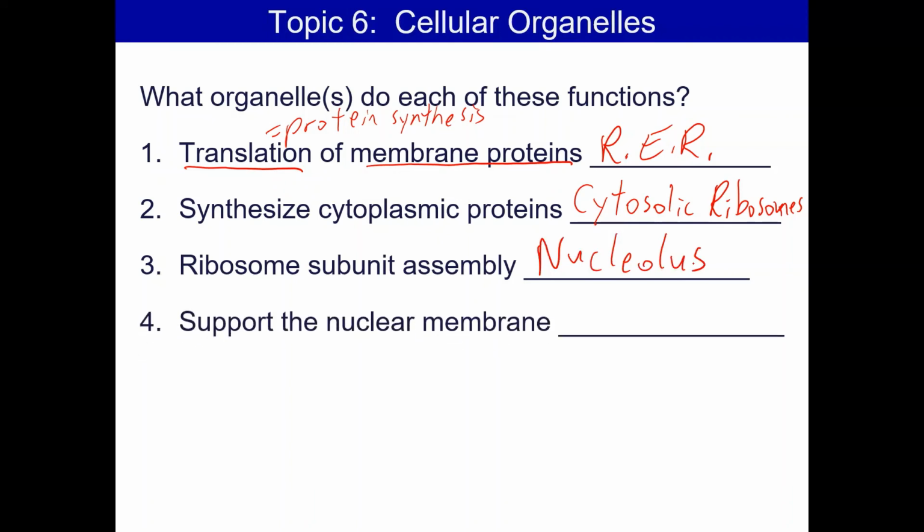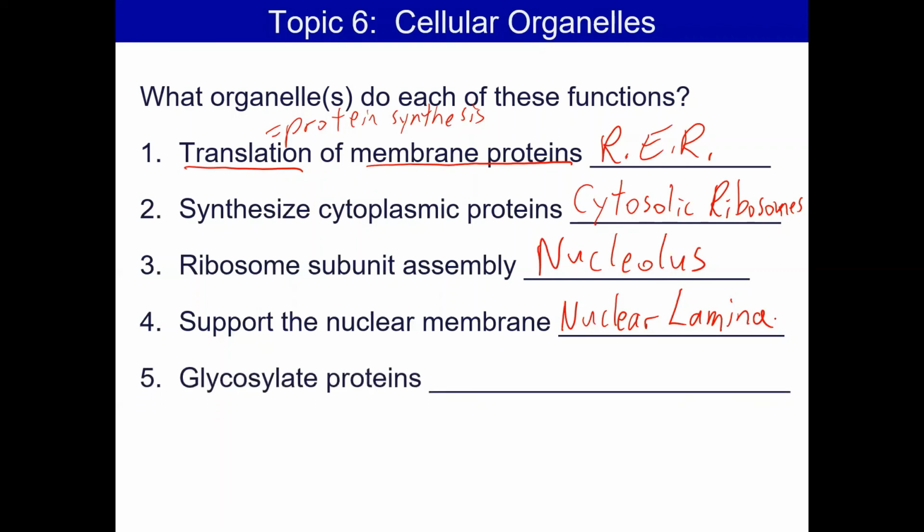Number 4, support the nuclear membrane. Okay, so we just talked about this last day. I know it's fresh in everyone's head, but maybe you don't remember what it is, which is why you have to study. So this is called the nuclear lamina. Remember, these are protein fibers, and they are just inside the nuclear membrane, and they're giving it shape and structure.